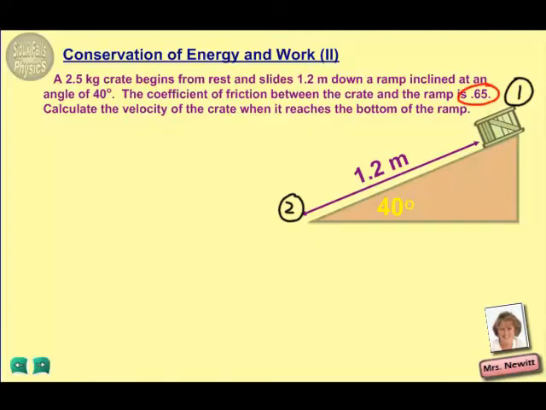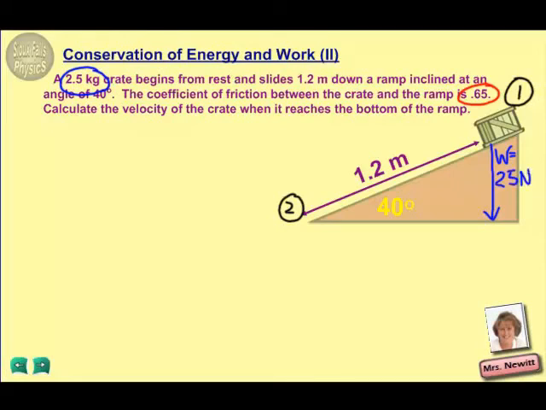So at position 1, it has potential energy. As it slides down the ramp, that potential is converted into kinetic, but some of that is taken away through work done by friction. So the first thing we need to do is figure out how much work is done by friction. And for that, we're going to draw in that free body diagram that we used back when we talked about forces. Basically, we have weight going straight down. And notice that we have 2.5 kilograms. We're going to go ahead and round gravity to 10 today. So that would give us 25 newtons as our weight.